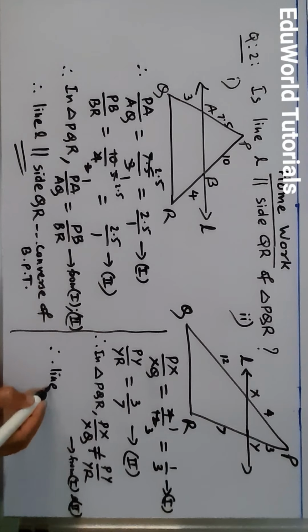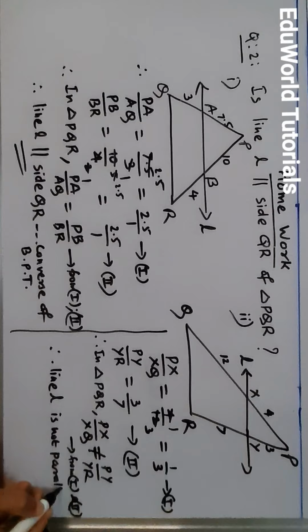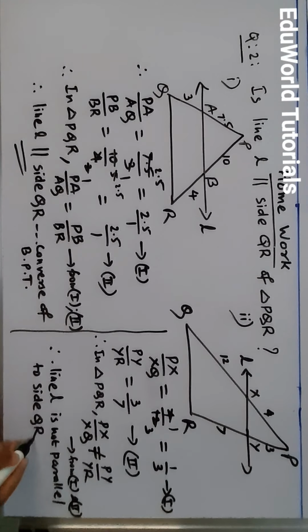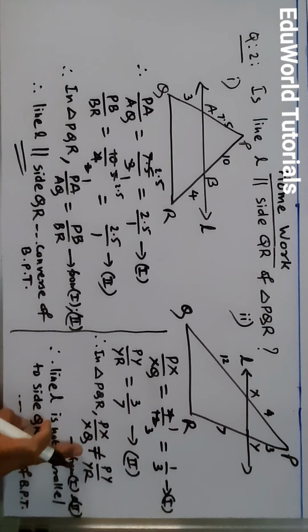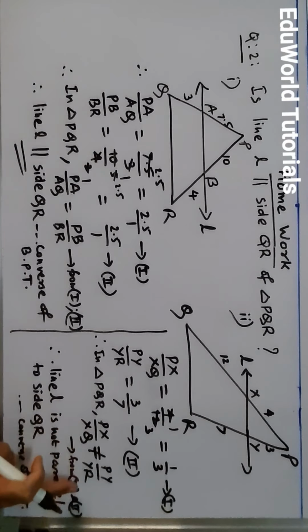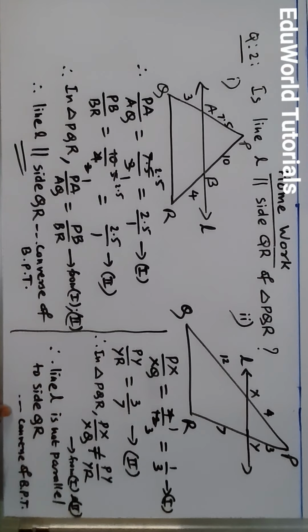Therefore line L is not parallel to side QR. What is the reason? Reason is same like this previous sum. The reason is converse of basic proportionality theorem. So when the line does not divide the two sides in the same ratio like this, these ratios are not equal, then that line cannot be parallel to the third side of the triangle. Reason would remain the same, converse of BPT in both the sums.